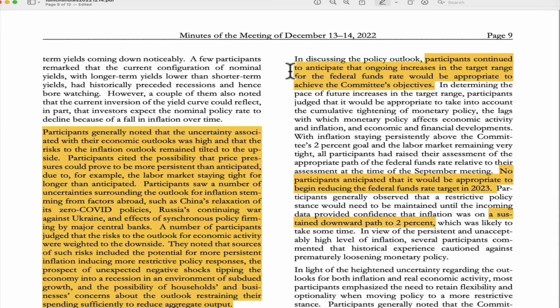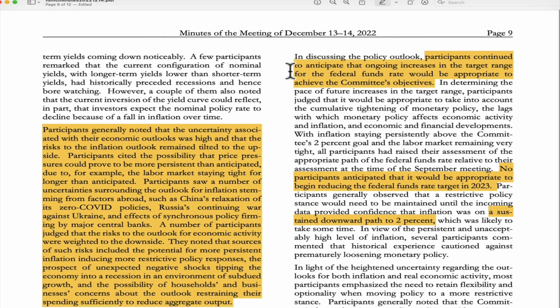Participants continued to anticipate that ongoing increases in the target range for the federal funds rate would be appropriate to achieve the committee's objectives. So you are going to get a rate change in February. The market does not have any probability on zero. It's 25 or 50. Kind of hard to make the case for 50, but they might go 50 to really move it to restrictive sooner than later. And if they go 50, maybe they're thinking, let's front end load the 50 and stop. Or they may say, look, everybody's raising rates. It's happening everywhere. Let's go 25.